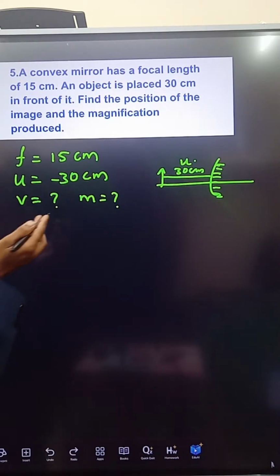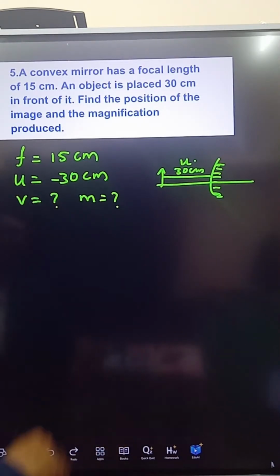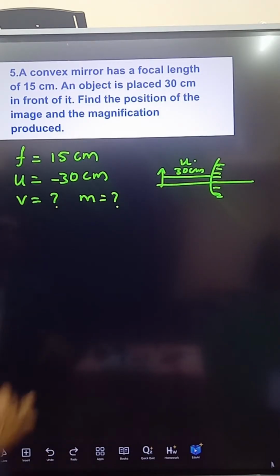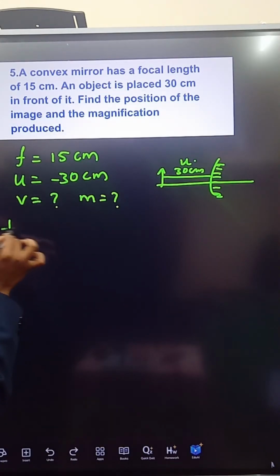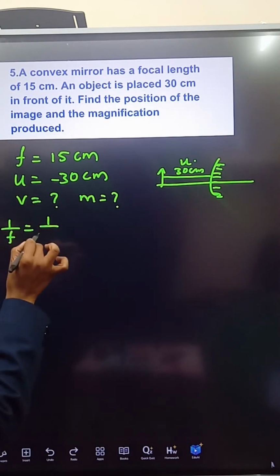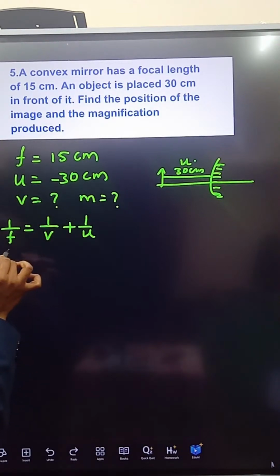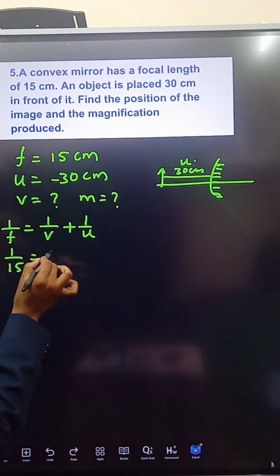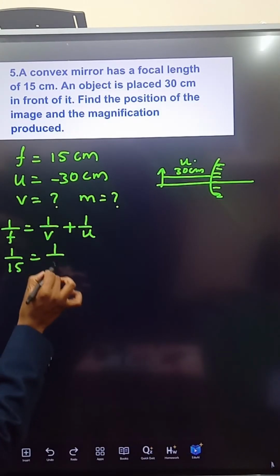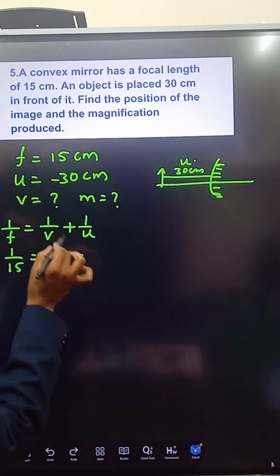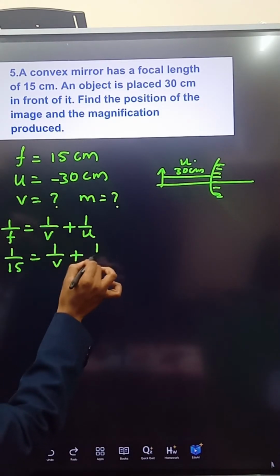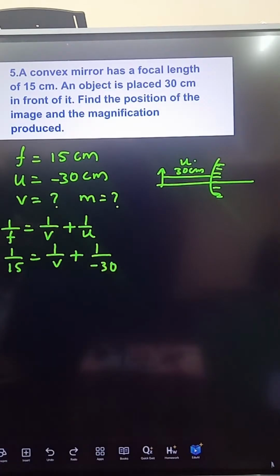Just write the given and substitute the values in the formula. Whether you get it or not, check it once. Just go ahead. See, very simple. 1 by f is equal to 1 by v plus 1 by u, right? In that, 1 by f we want is 1 by 15. 1 by v we don't know, we have to calculate. 1 by u is minus 30, right?